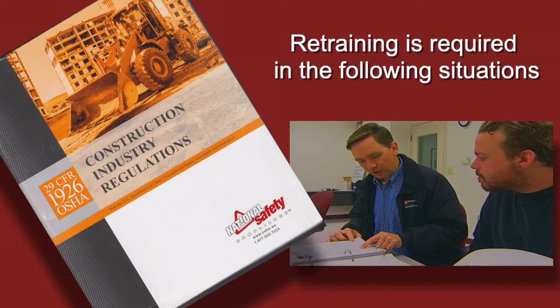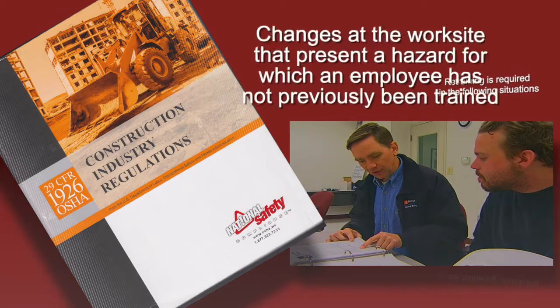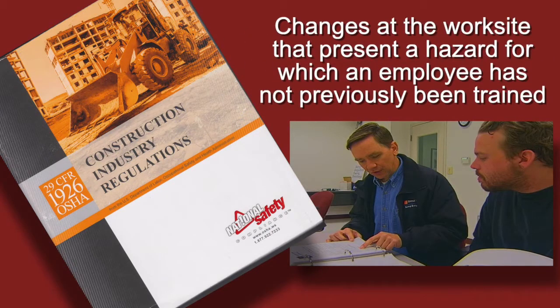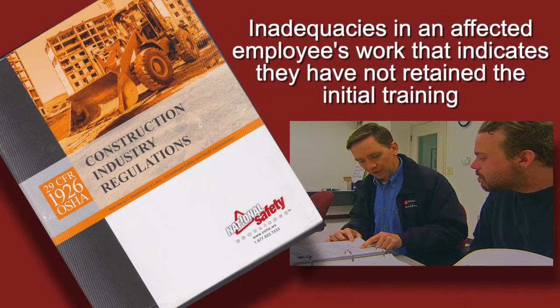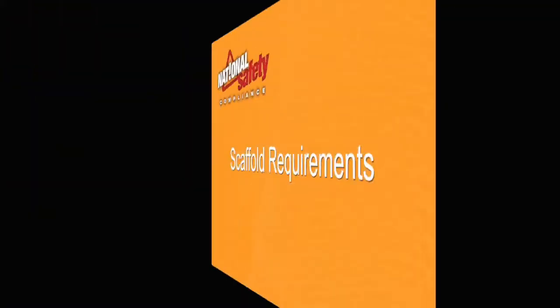OSHA specifically mandates that retraining is required in the following situations: changes at the worksite that present a hazard for which an employee has not previously been trained, changes in the types of scaffolds, fall protection, falling object protection, or other equipment that present a hazard for which an employee has not previously been trained, inadequacies in an affected employee's work that indicate they have not retained the initial training. The competent person and others must be on the lookout at all times to determine when retraining is necessary.